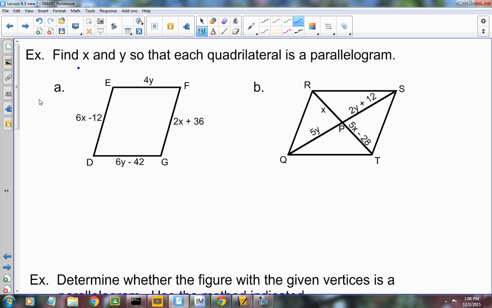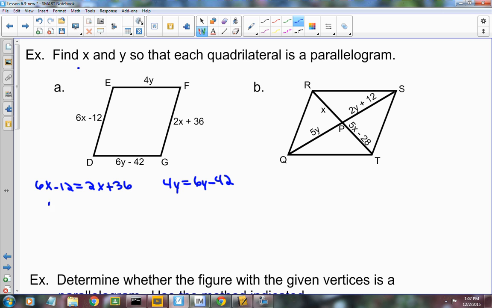So find x and y so that each quadrilateral is a parallelogram. What is going to have to happen in order for this to be a parallelogram? The opposite sides need to be congruent to each other, right? So I'm going to figure out what x is and what y is in order to make that happen. So I'm going to set 6x minus 12 equal to 2x plus 36. And then I'm also going to set 4y equal to 6y minus 42. And I'm going to solve for x and for y.